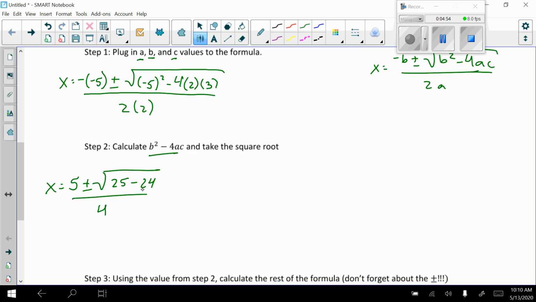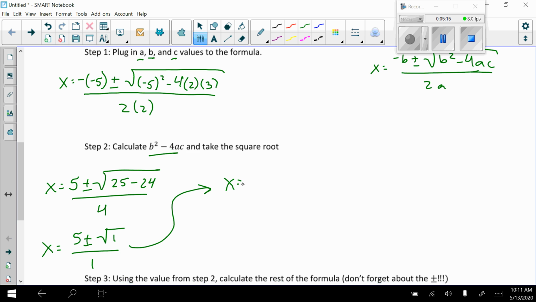I'm just going to keep doing one thing at a time. I can simplify this even a little bit more. It's 5 plus or minus the square root of 25 minus 24, which is 1, over 4. And now let's go up here and simplify it one more time. I calculated b squared minus 4ac, this number inside of here. Now I'm going to take the square root of that.